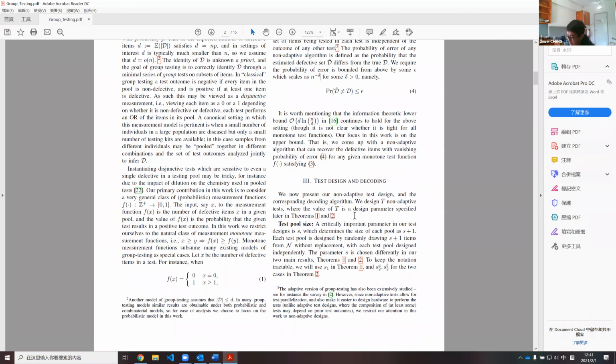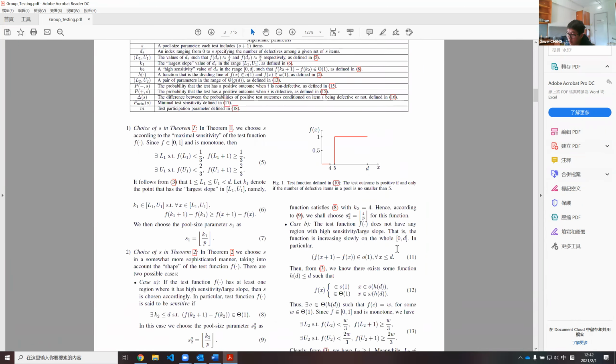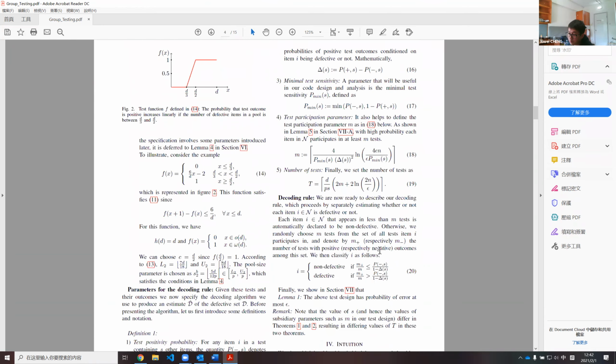So in our testing, the size of the test pool is really important. We will choose a specific parameter S according to the test function. Then each test pool is designed by randomly choosing S plus 1 items from the set N. Namely, the pool size is fixed to S plus 1. Then let me introduce more parameters to you.